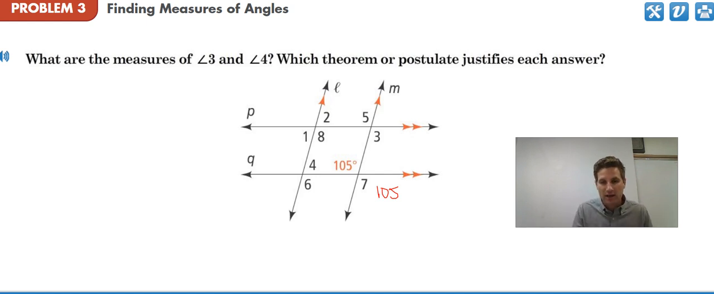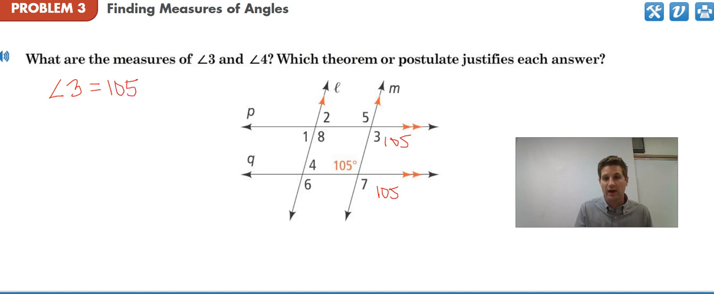Now look at 7 and 3. They're corresponding angles. The transversal would be M, P, and Q. But see how 3 is in the bottom right and 7 is also in the bottom right? So this is also going to be congruent. Now it asked me what is the measure of 3 and 4. Well, I just found the measure of 3. So the angle of measure 3 is 105.